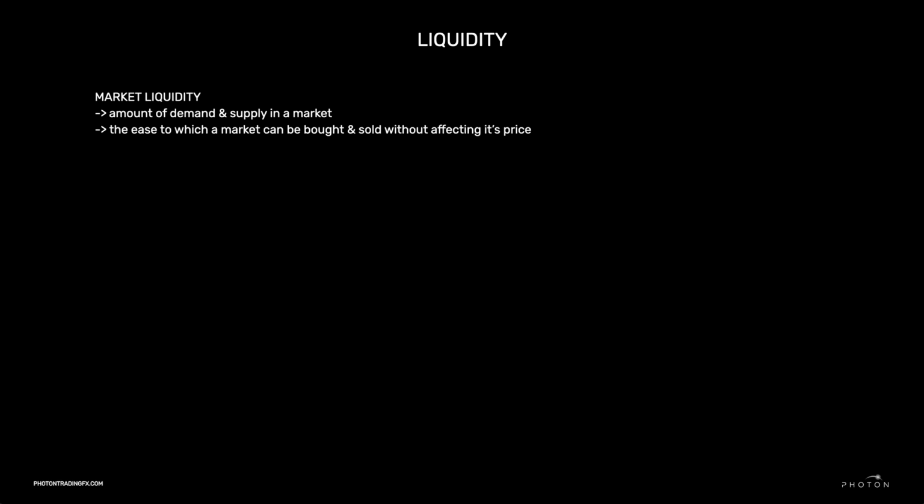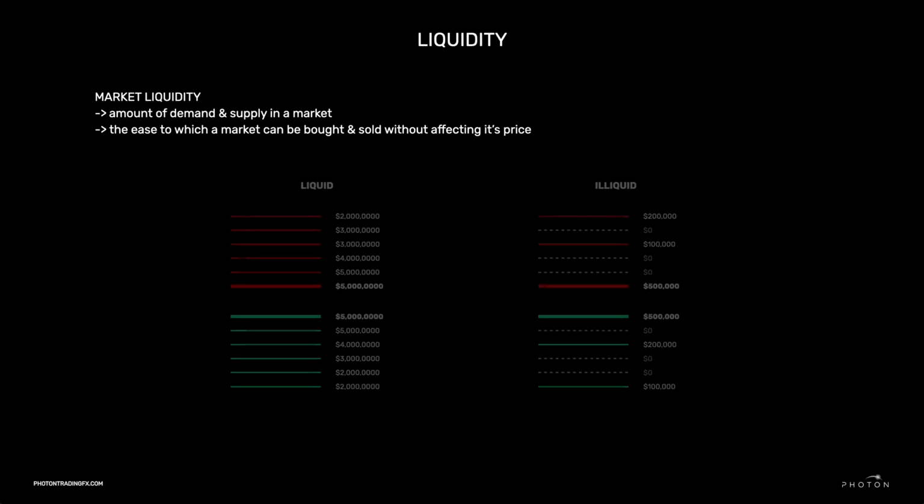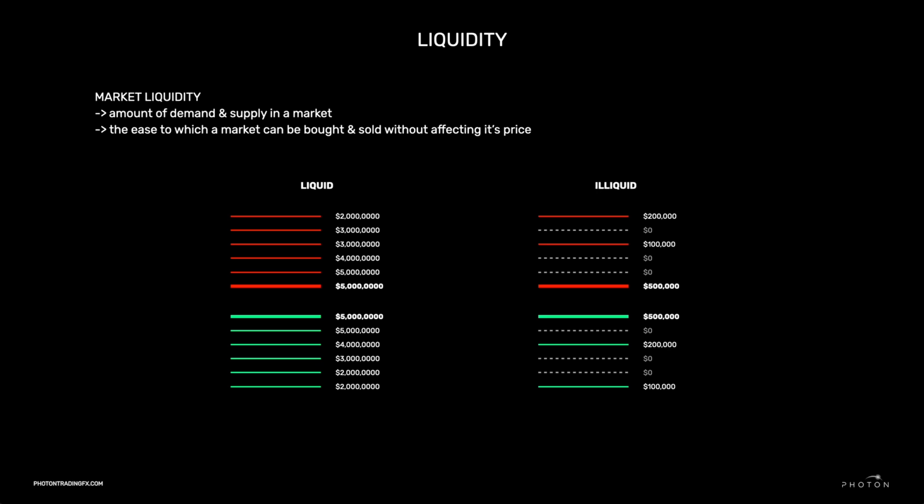So liquidity is a concept that can get unnecessarily overcomplicated, so we're going to keep it simple for our purposes in the market. Market liquidity is essentially the amount of demand and supply in a market. It is the ease with which a market can be traded without severely affecting its price. So this diagram illustrates what liquidity looks like in terms of an order book in the market.